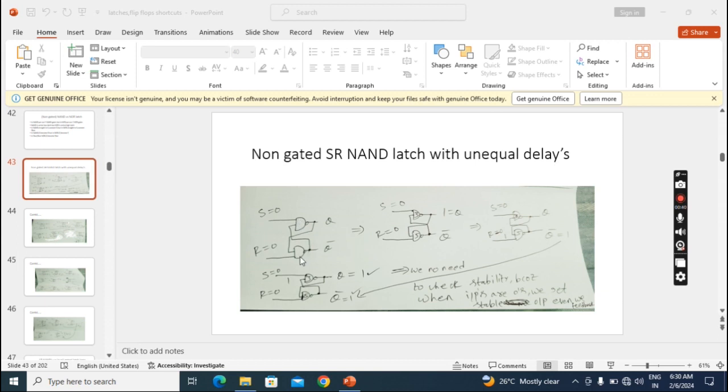For example, this is the SR non-gated NAND latch. It contains two NAND gates. This gate may have some propagation time, and this gate may have some other propagation time. For example, this top gate may have 3 nanoseconds and the bottom gate 5 nanoseconds, or the top gate may have 5 nanoseconds and the bottom gate 3 nanoseconds. It means they may contain different delays, and one can be greater than the other, or the other can be greater. That is the situation. So in this case, how to analyze the working, we will see now.